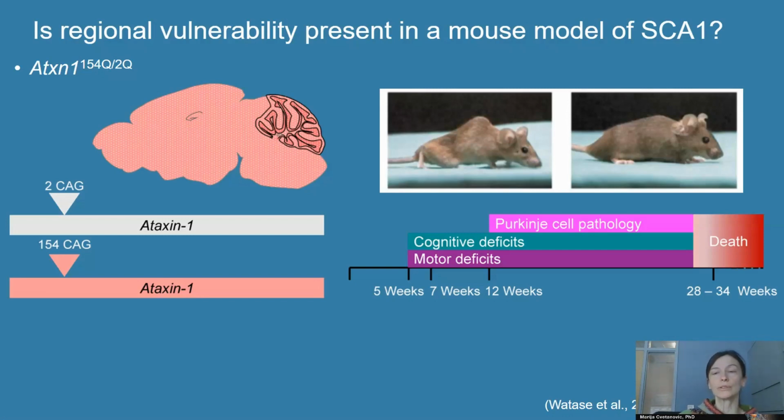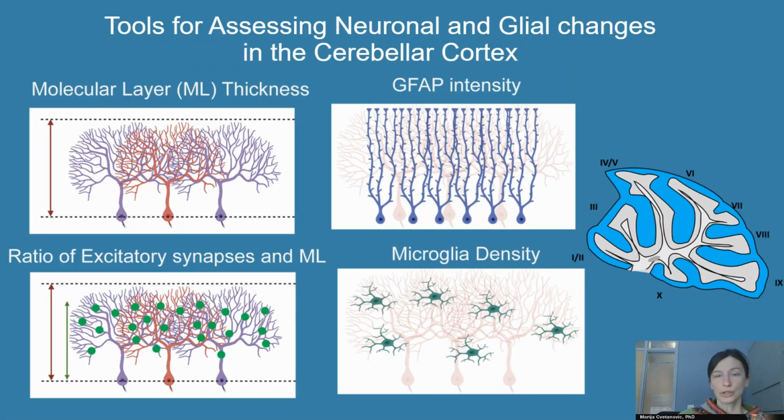So they show most of the phenotypes of human disease, but do they show this regional vulnerability in the cerebellum that we have seen in human patients? What are the tools that we use to assess the pathology? For the Purkinje neurons, on the top, we have molecular layer thickness. You see these beautiful Purkinje neurons. We stain them with markers of these cells, and then we see whether they atrophy with disease. It means they kind of retract their processes. They become smaller. We also look at the expression of calbindin protein, which is one of the measures that has been shown to track very well with neurodegeneration.